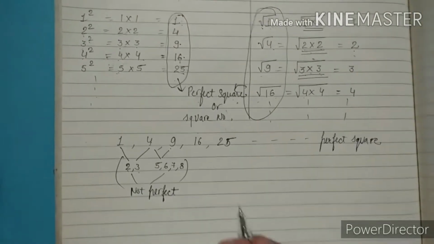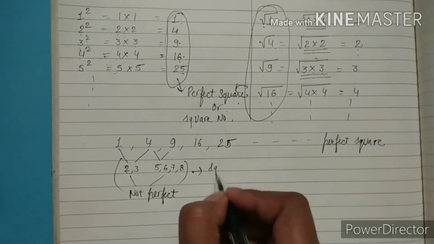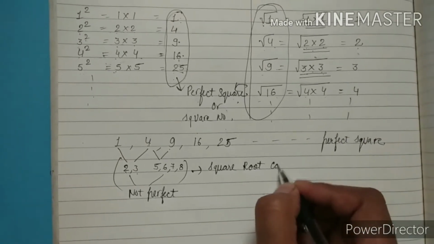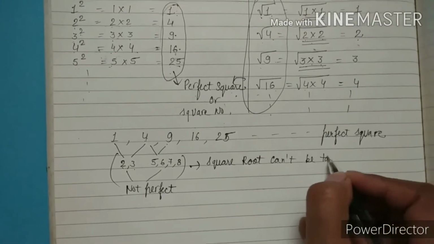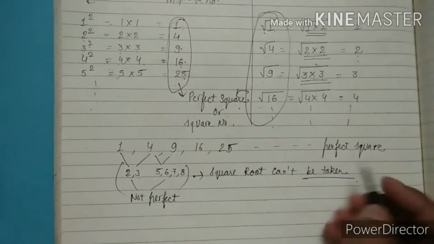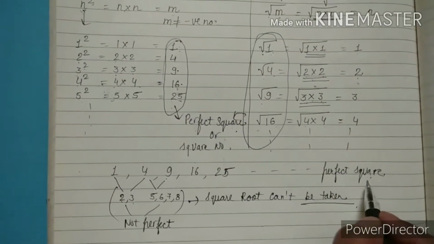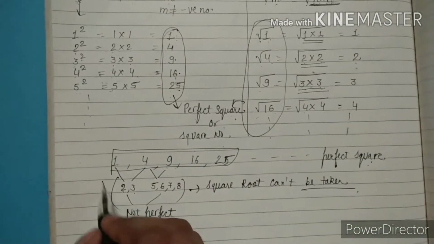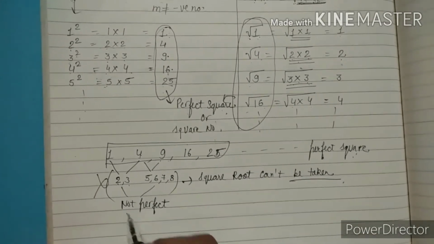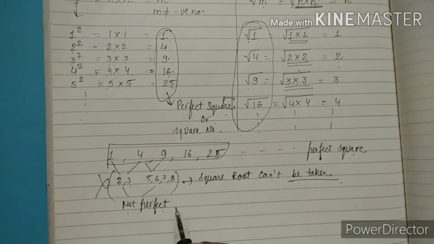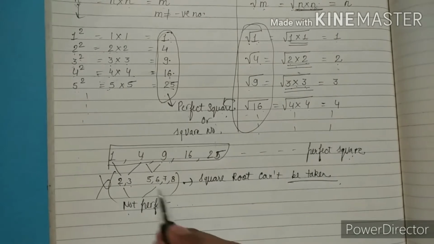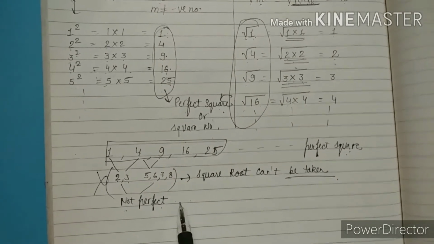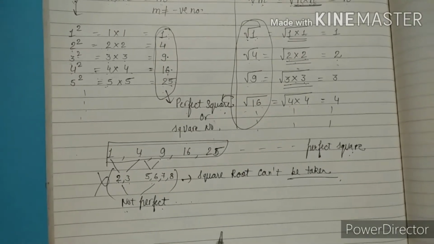They are not perfect, so their square root can't be taken. Only when we have a perfect square can we take the square root. We can't take the square root of a number that is not a perfect square.